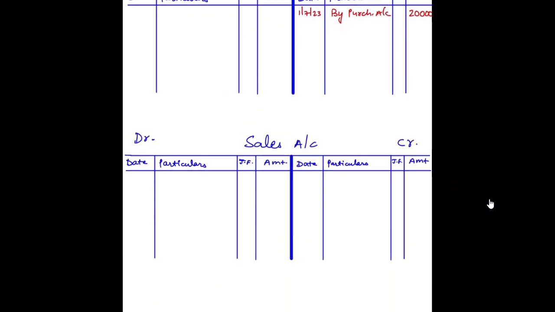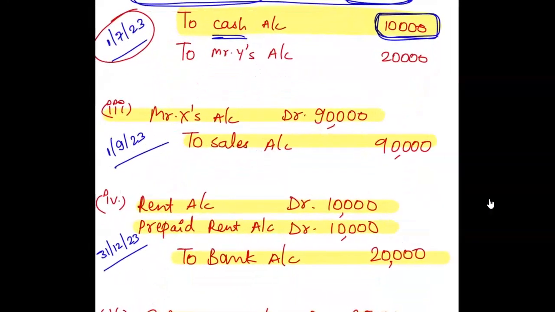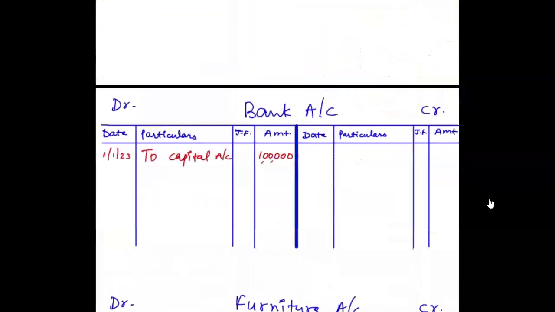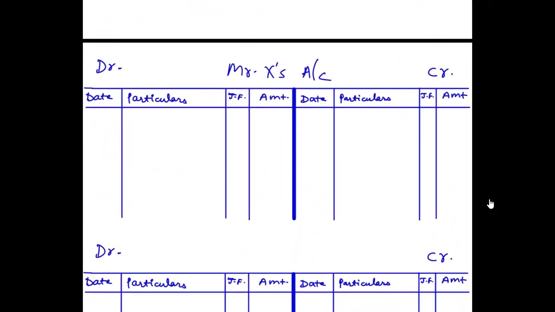Okay, so we have prepared the sales account and we have prepared the Mr. X account. So what is the journal entry here? Let's look at the journal entry. Mr. X account will be debited by how much amount? 90,000, on what date? 1st of November. And due to what reason? Due to sales. So I will go to Mr. X account. It will be debited on 1st of November 23. By what account? Because of the sales.